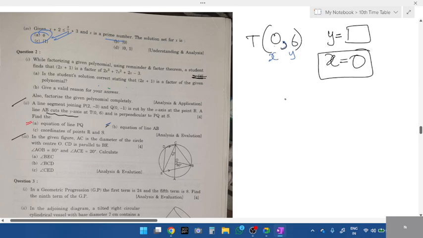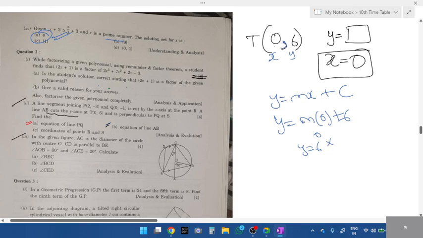Okay, what is the equation? Let me just solve this. y equals mx plus c. Now find the coordinates of R and Q.